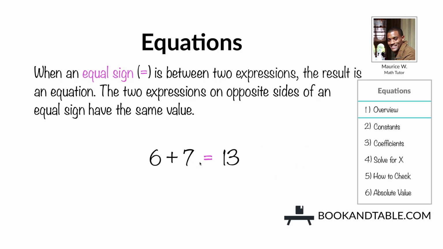Now, an equation is created when you place an equal sign between two expressions. When an equal sign is between two expressions, the result is an equation. The two expressions on opposite sides of an equal sign have the same value. So here, if we combine the number 6 with the number 7, it has a total value of 13. So the expression on the left has the same value as the expression on the right. That is what the equal sign means. The opposite sides have equal value.